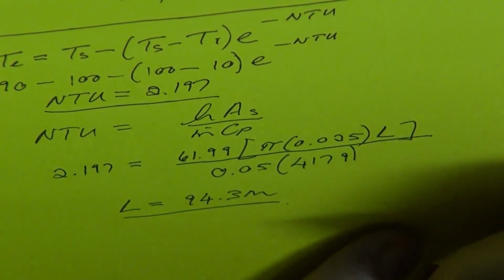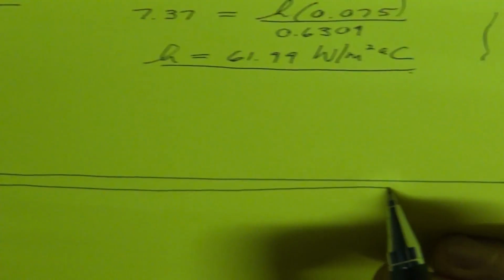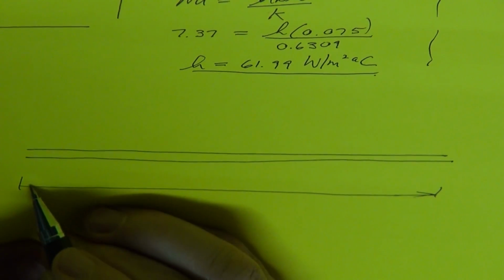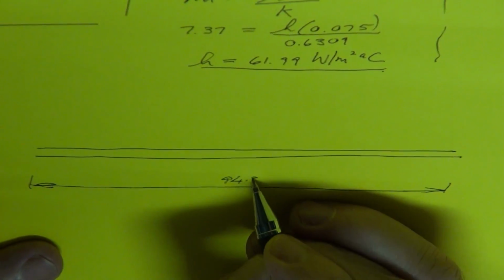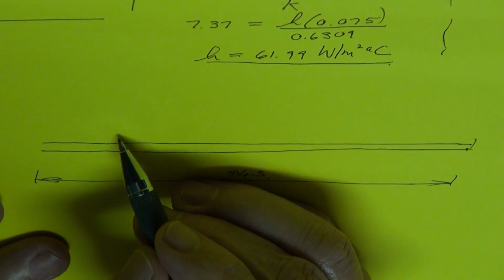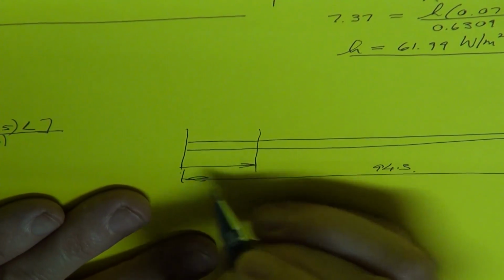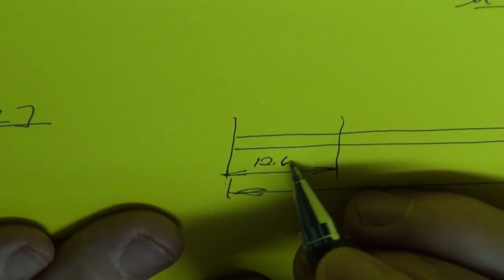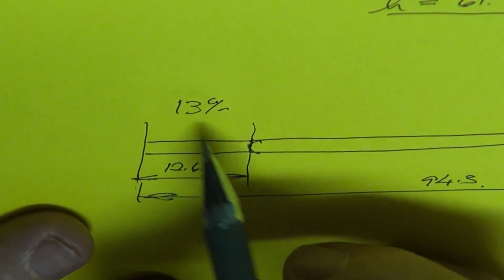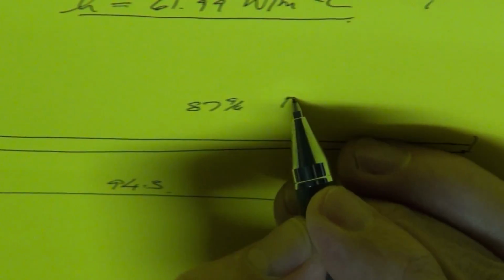Right, now let's just evaluate the assumption that we've made. So what we've calculated now is that this length is equal to 94.3 meters, if the flow would be fully developed. And LT, that distance there, how long it will take before it is thermally fully developed, is equal to 12.65 meters. Okay, there it is. And this in total represents only 13% of the total length. So 87% of the flow would be fully developed.